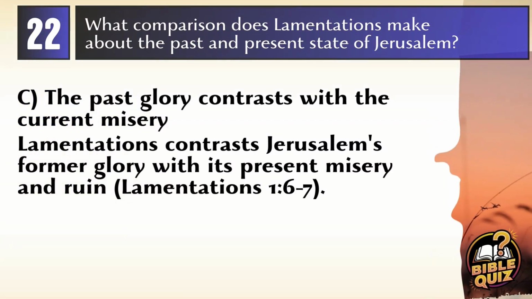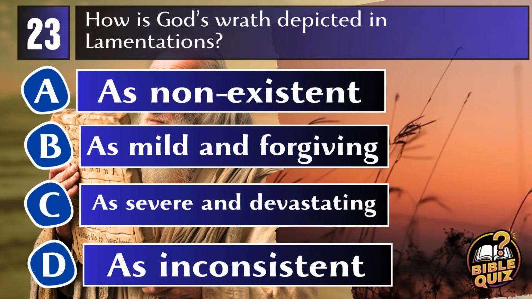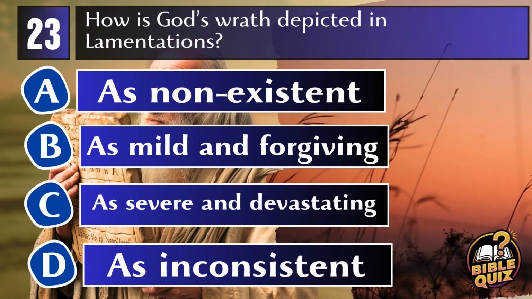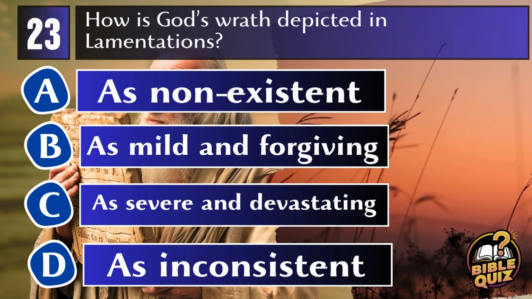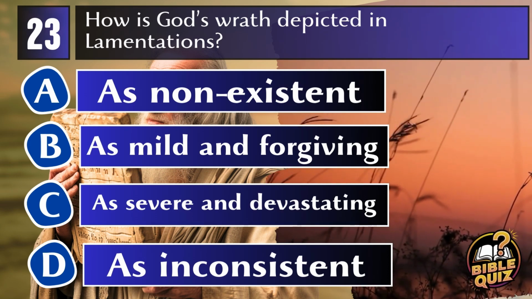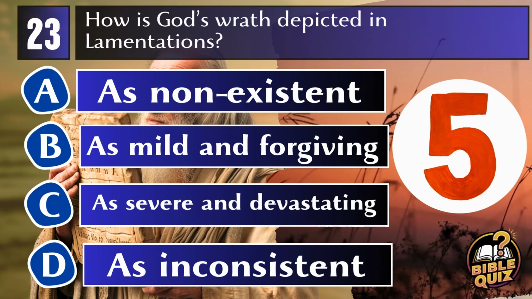Answer: C. The past glory contrasts with the current misery. Lamentations starkly contrasts Jerusalem's former splendor and status as a cultural and religious center with its present state of ruin and desolation. Lamentations 1:6-7. Question 23. How is God's wrath depicted in Lamentations? A. As non-existent. B. As mild and forgiving. C. As severe and devastating. D. As inconsistent.